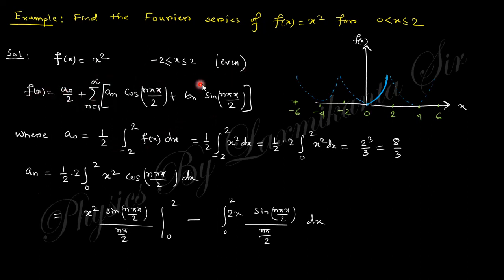So its Fourier series will be like that, where a0 equals 1 by 2, integral from minus 2 to plus 2 of f of x dx. f of x is x square within the region 0 to 2, sorry, this is a total function, that's why minus 2 to plus 2, no problem. So this will be 8 by 3, and an equals like that, same thing, just taking integration by parts and putting in this value.